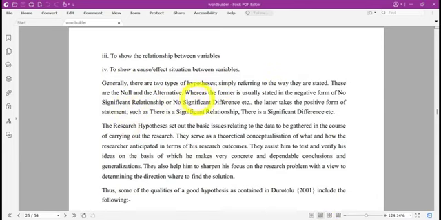So, whereas the former, that's the null, is usually stated in the negative form of no significant relationship or no significant difference, the latter, that's the alternative, takes the positive form of statement, such as there is a significant relationship, there is a significant difference.